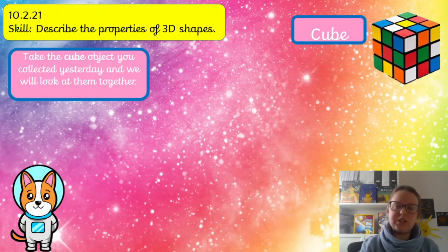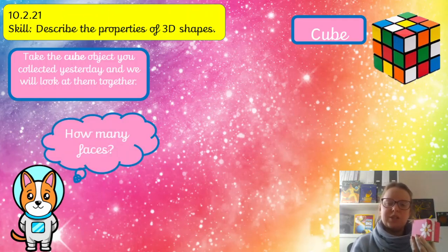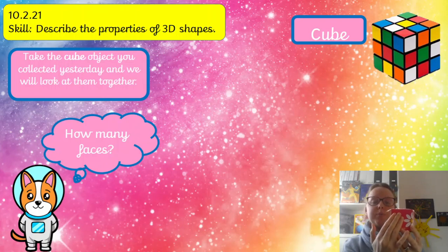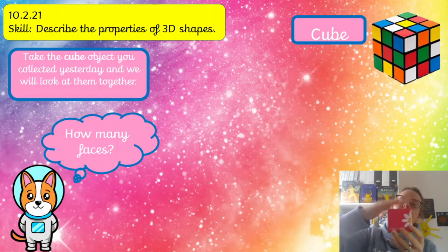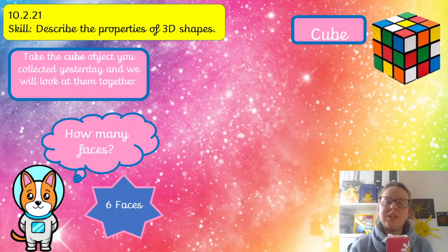So first we're going to look at our cube. So take the cube that you found when you went on your shape hunt yesterday. We're going to look at them together. So I've got my cube. So how many faces has our cube got? Pick up your cube and we can count the faces together. 1, 2, 3, 4, 5, 6. It has 6 faces.